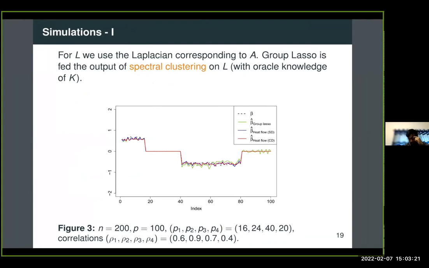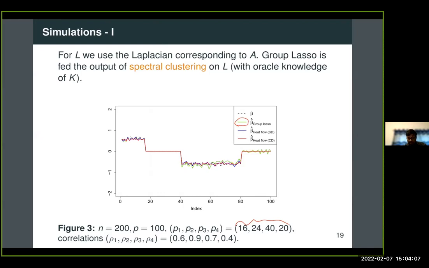Here n is 200, p is 100, so p is scaling with n, and these are the group sizes. The green curve denotes group lasso, where I am extracting the group information by applying spectral clustering on the estimated graph, with oracle knowledge of K. I did the simulation, so I know that K is 4. I feed K equal to 4 to spectral clustering. It gives me some estimated cluster structure. Then I design the group lasso penalty according to that and apply group lasso. That is denoted here by this green line.